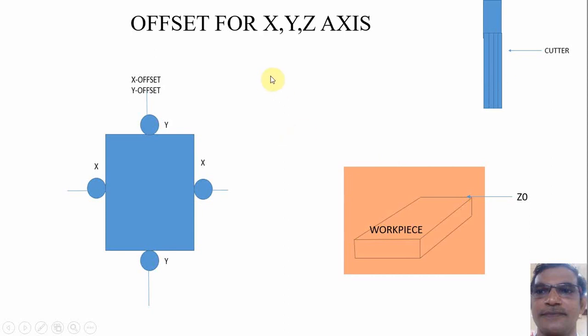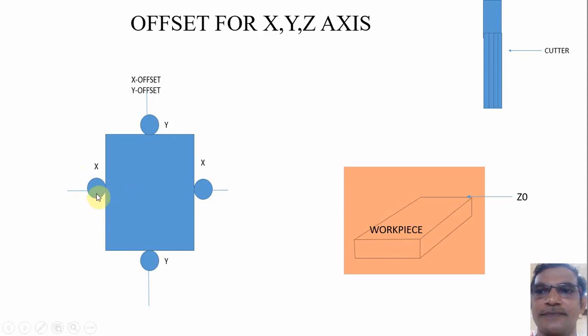Initially the tool is at the reference point. For example, an end mill cutter, 10 mm cutter we are taking. Always take the middle point of the cutter for all the references. You just bring the tool to touch on the left side of the workpiece. When the tool is touching, from the reference point to this center of the cutter, some value will come.